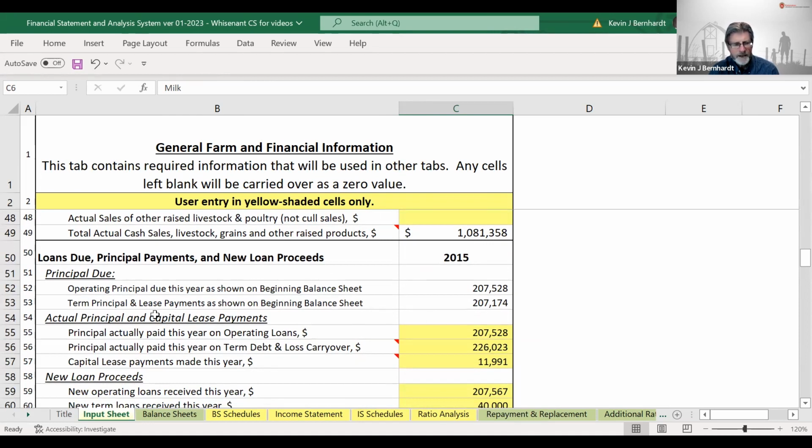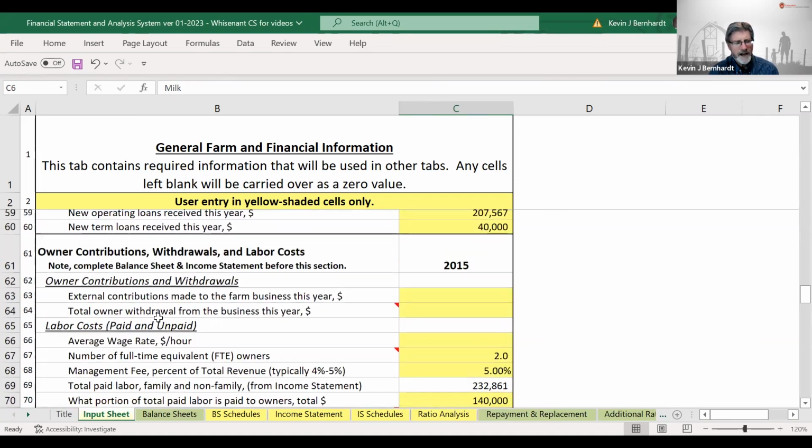Now notice here, line 52, operating principal due this year, that's not a yellow shaded cell. Now there's a number there because this spreadsheet system has already been partially completed. If you start from scratch, that number will be 0. There won't be anything there. But as you complete the balance sheet, this number will automatically transfer over to the input sheet. So remember, you're only putting information in the yellow shaded cells themselves.